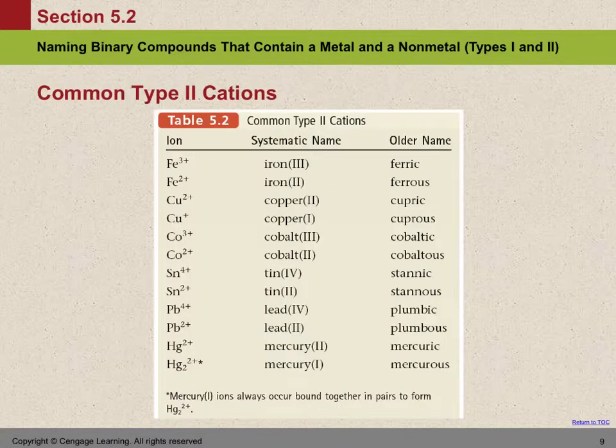So here are some common type 2 cations. Here's our iron as a +3 and our iron as a +2. So we have it as iron(III), Roman numeral 3, and iron(II), Roman numeral 2. We also have copper, cobalt, tin, lead, and mercury.